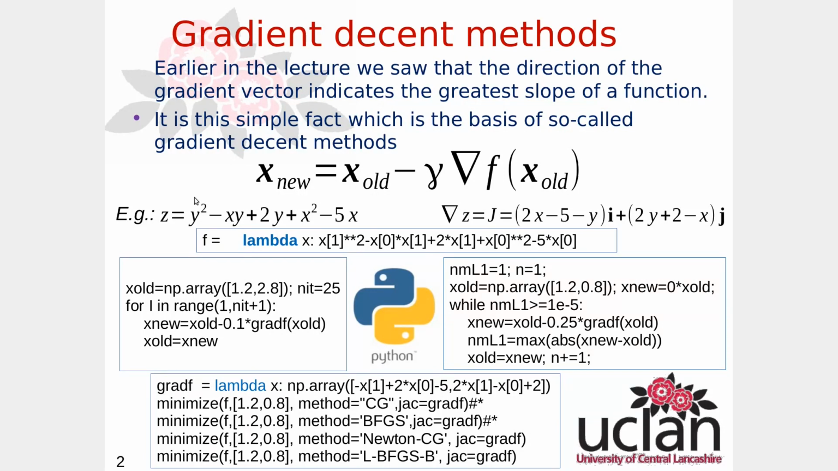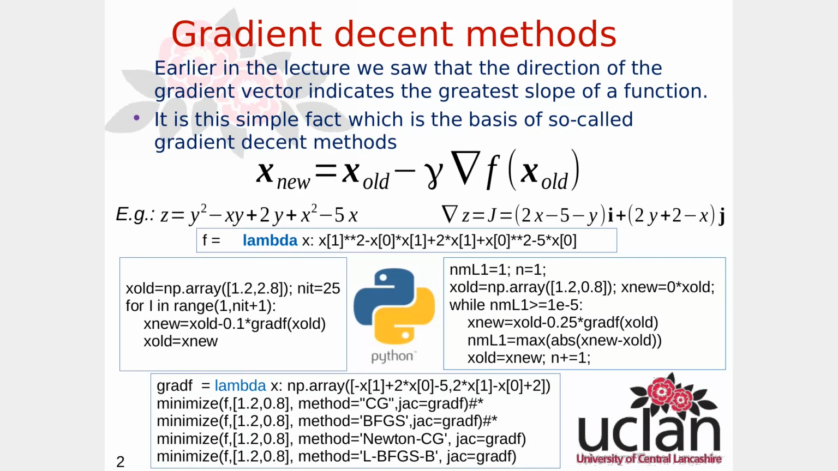So we have a function here which is z equals y squared minus xy plus 2y plus x squared minus 5x, and we can compute its gradient or its Jacobian. The way in which we do that is we say the grad of z is equal to, differentiate with respect to x and put that in the i slot, and differentiate with respect to y and put it in the j slot. So we have the function that I want to minimize, the optimization function, which I've set up here as a lambda in Python, and I'm putting x1 equal to y and x0 equal to x.